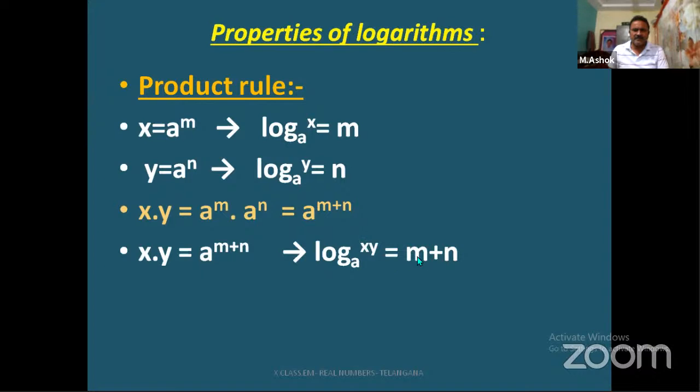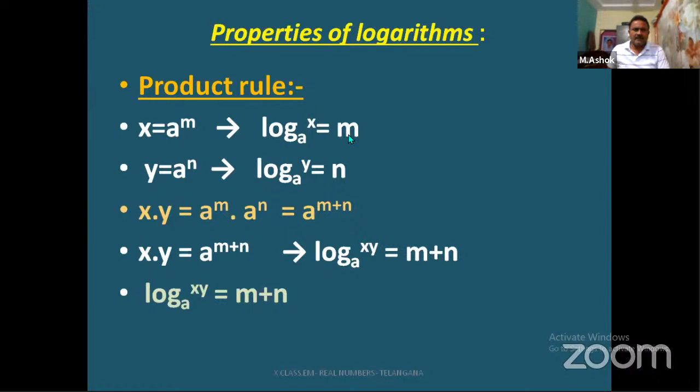Log xy base a is equal to m plus n. Basing on this exponential, we are writing the logarithmic form. Earlier we learned how to write exponential form into logarithmic form and logarithmic form into exponential form. So x into y is equal to a to the power of m plus n. Its logarithmic form is log xy base a is equal to m plus n.